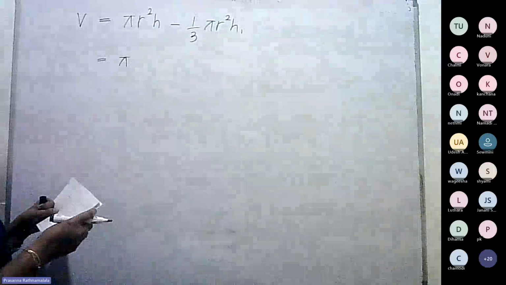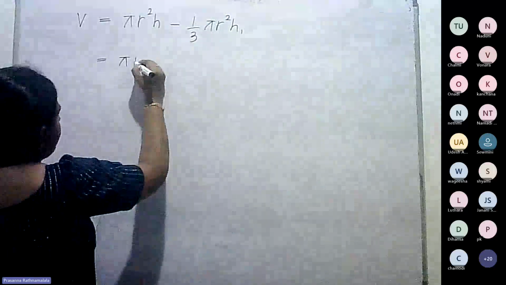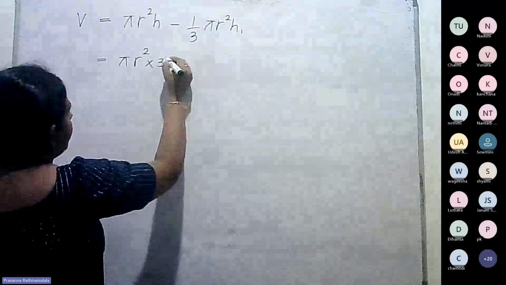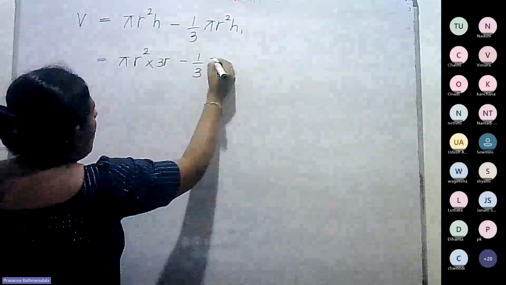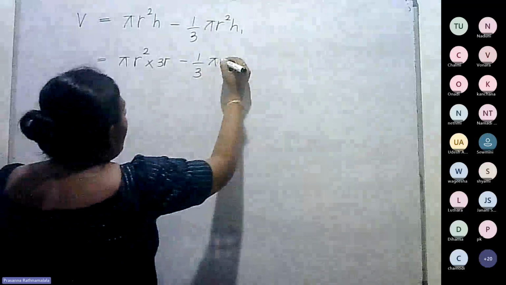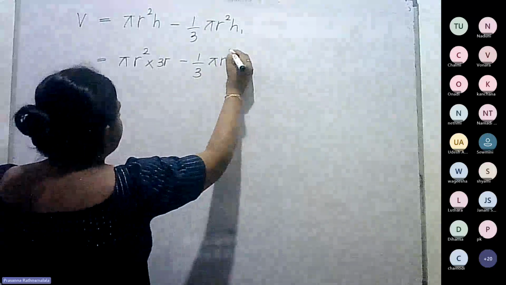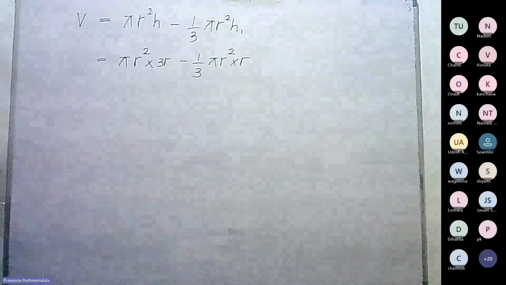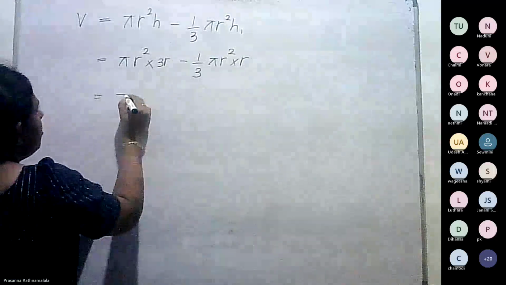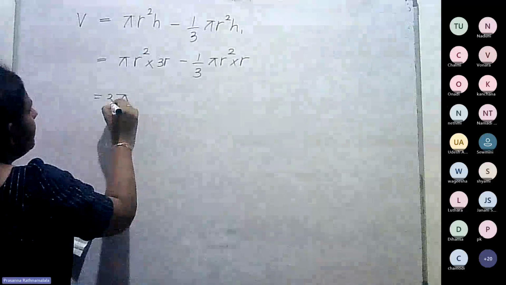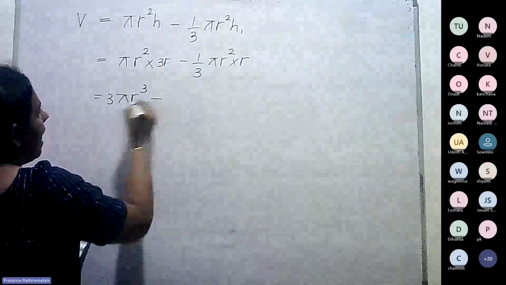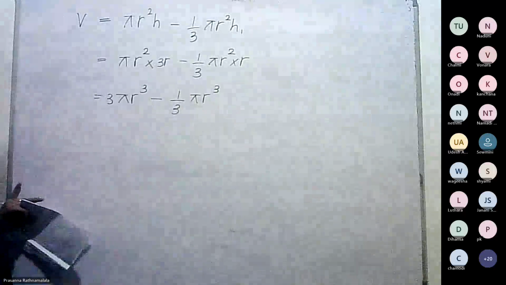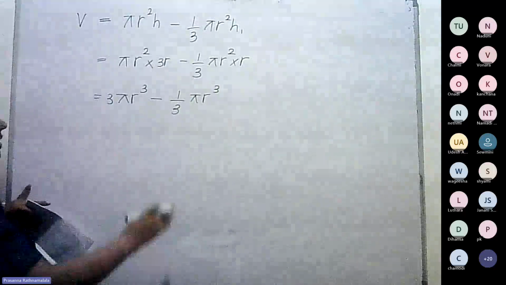Find the radius of this cylinder is r. r squared. The height of this cylinder is 3r minus 1/3 of πr, the same radius, height also r. Right. Then find the difference here. 3πr cube minus 1/3 πr cube. Then you can simplify these fractions.